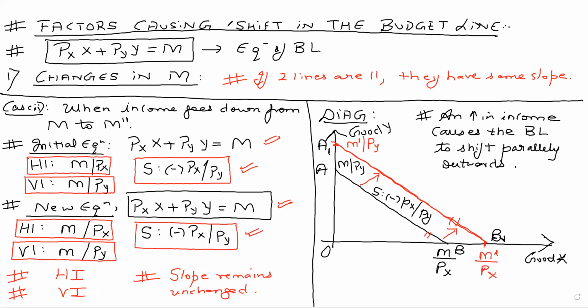In the new equation, Px into x plus Py into y is equal to M double dash. Horizontal intercept M double dash by Px, vertical intercept M double dash by Py. If you calculate the slope, it still remains minus Px by Py. If you now do a comparison, you can see that horizontal intercept has now gone down because the numerator has gone down with the same denominator. Vertical intercept has also gone down, but your slope has remained unchanged.